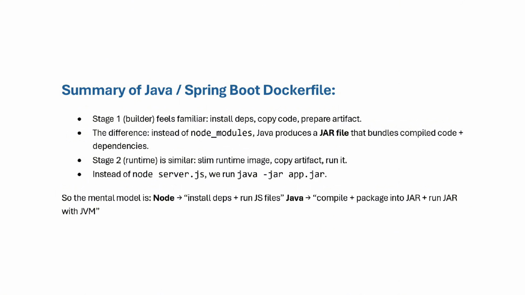So the mental model: in Node, it is installing dependencies plus running the JavaScript files. In Java, it is compile plus package into a jar plus running that jar with the Java Virtual Machine. So that was about the Java or Spring Boot Dockerfile, paired with the Node.js Dockerfile.